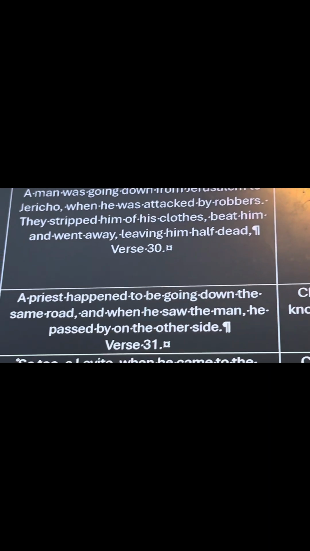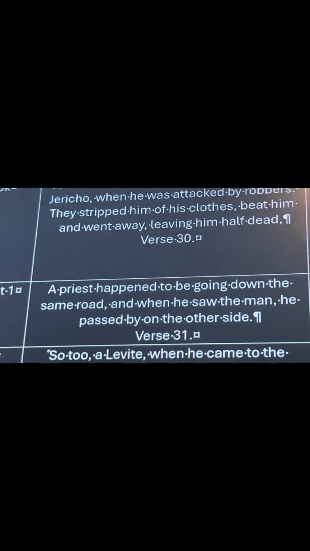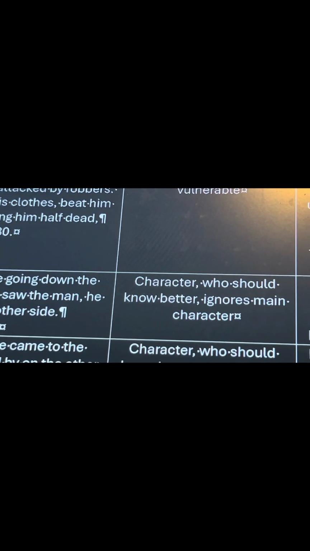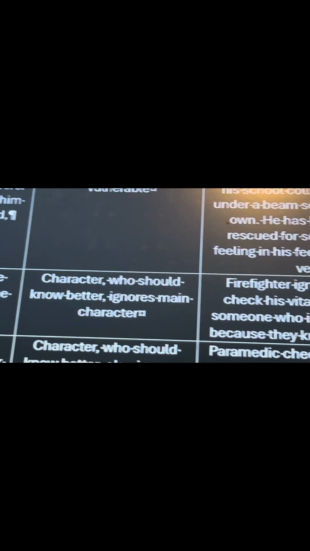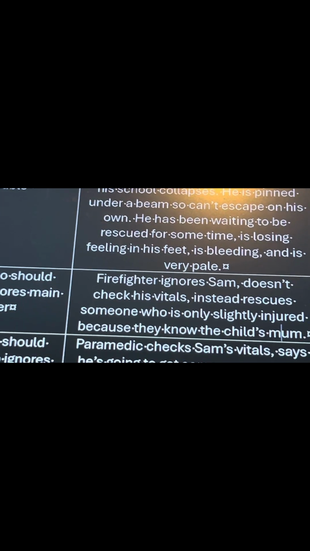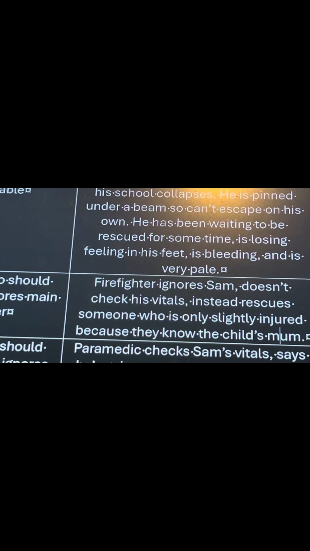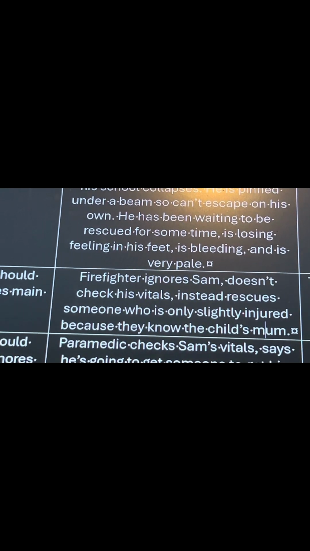Okay, so let's go to plot twist 1. A priest passes him by. So this everyday language is character who should know better ignores main character. Firefighter ignores Sam, doesn't check his vitals. Instead, he rescues someone who is only slightly injured because they know the child's mum.